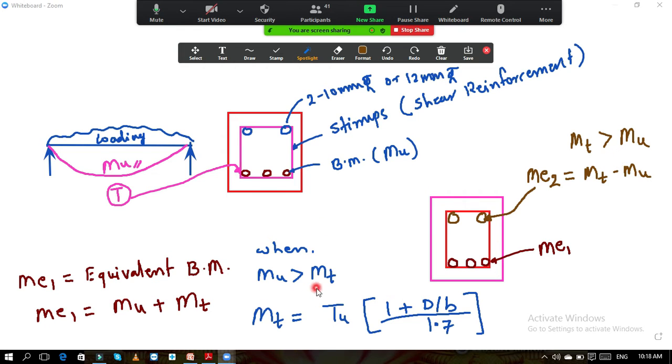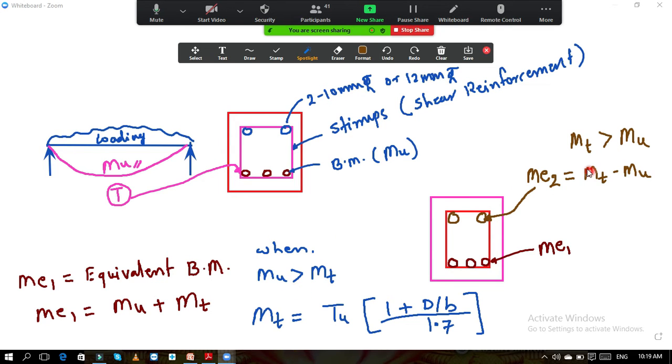So in the first condition, when Mu is greater than Mt, you just calculate Me1, and for that Me1 provide the steel at the bottom, and at the top provide nominal reinforcement, that is 2 bars of 10 mm or 2 bars of 12 mm, like in this case which is provided.